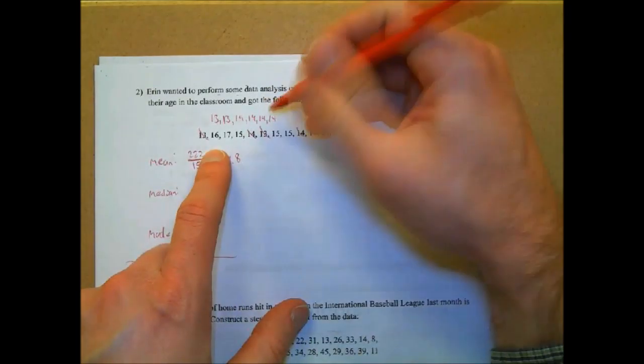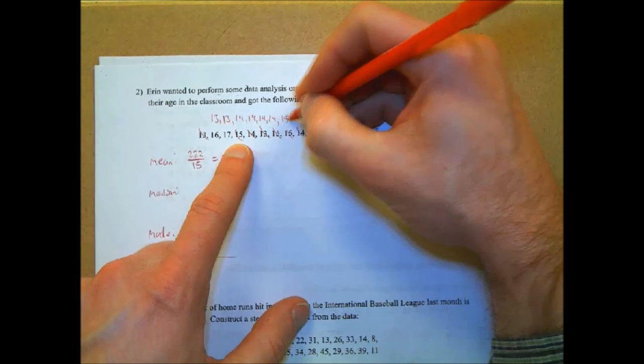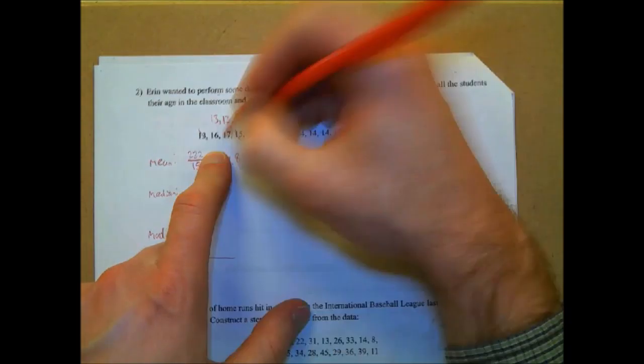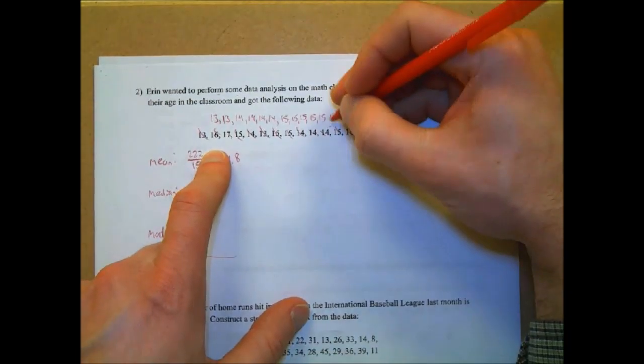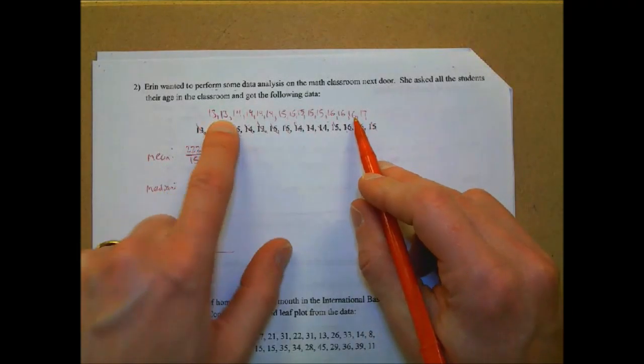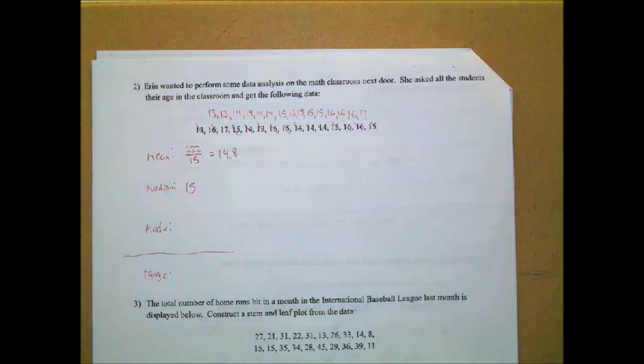Okay, sorry, 4 14s, and then you said 5 15s. 1, 2, 3, 4, 5 15s. And then you said 3 16s and a 17. Sometimes that'll work, but sometimes the median could be between two numbers, and then you wouldn't get that. Okay. So count into the middle. So 15 is our median there. That's pretty straightforward.